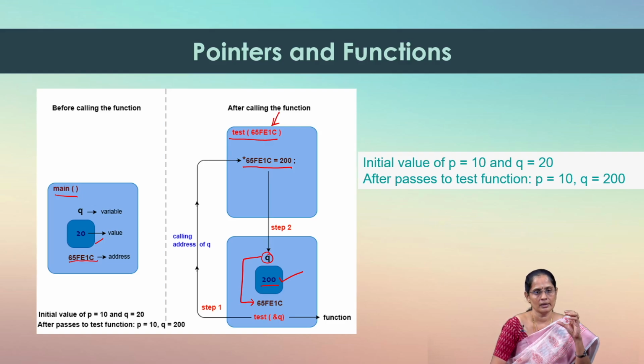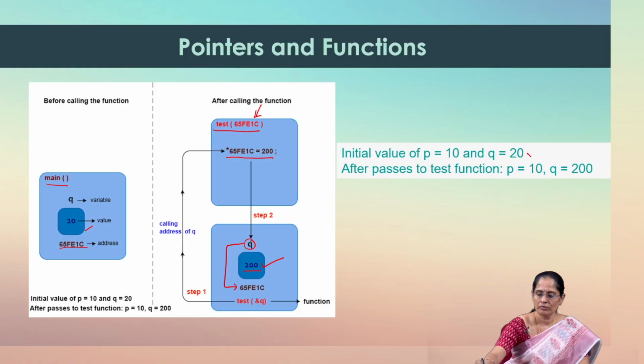The original value and the pointer value will be pointing to the same location, and whatever changes we make at that location will be reflected in the original value. So, the output before calling the test function will be 10 and 20. After invoking the test function it will be 10 and 200 because the value is getting modified.